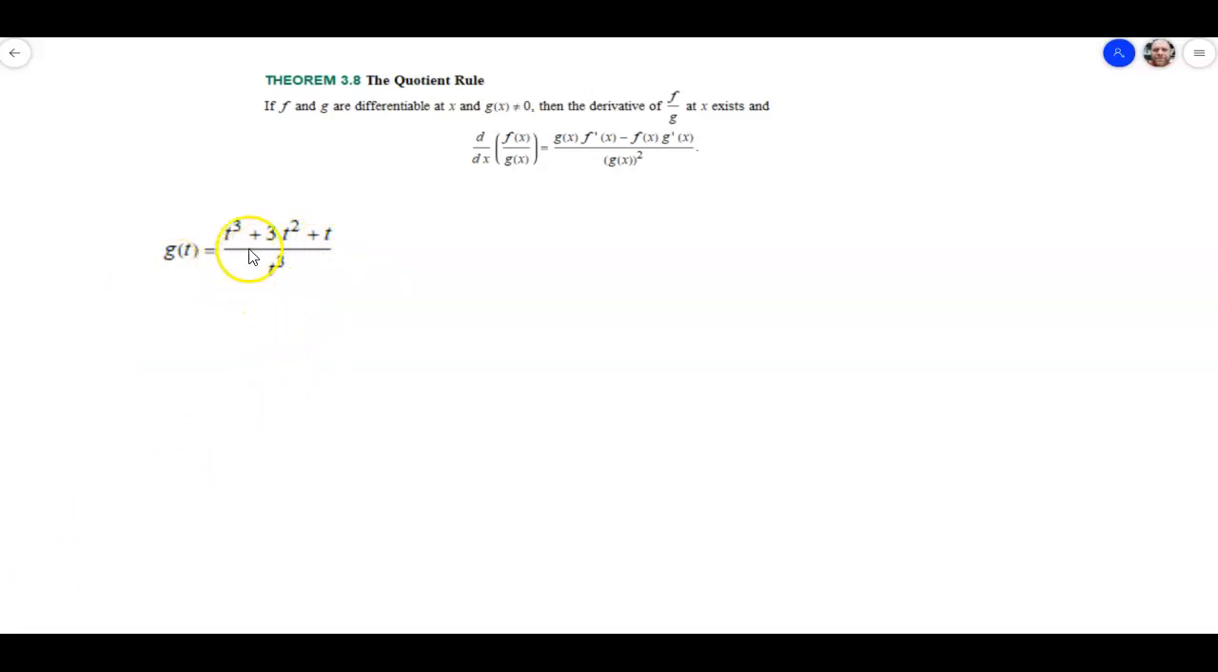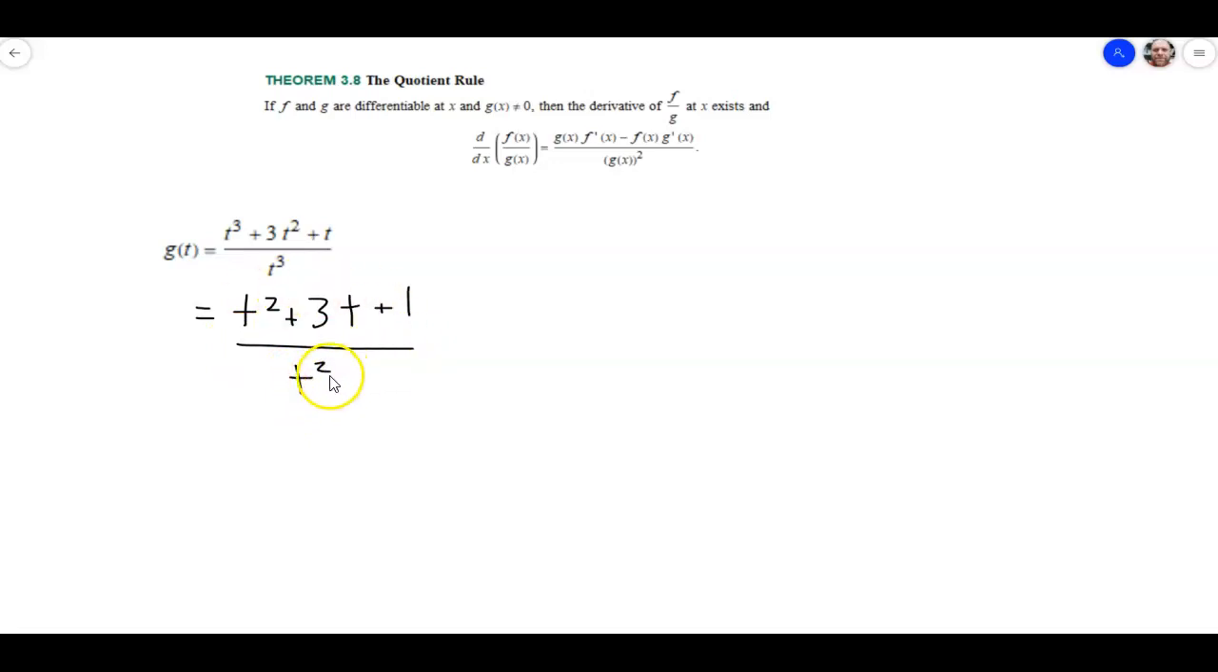Okay, so before I even start here, one thing that I want to notice is that it looks like I can probably make the top a little bit easier here, because it looks like I can factor out a t, and then I'll be able to cancel one out with the bottom. So this function is equal to, if I'm factoring out a t from the top, t squared plus 3t plus 1, all over t squared.